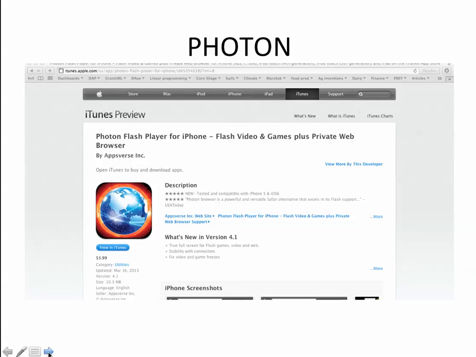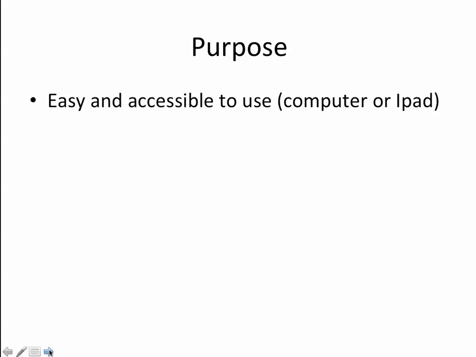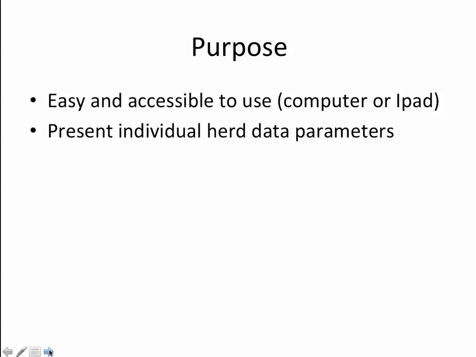Now the purpose of the program is, one, to have something that is easy and accessible to use. So we wanted a system that can be used on the computer or the iPad environment, so that it's not geographically constrained. And we wanted it to present individual herd data parameters. We wanted it to be updated very easily, so there's minimal work involved from the end user's perspective, but the data is always the latest production and reproduction data for a herd.